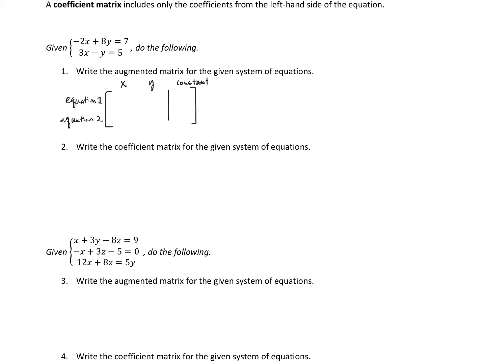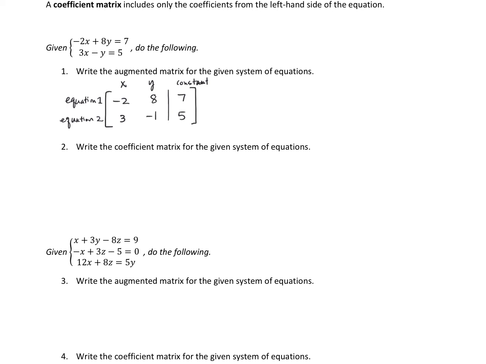Okay, so in equation 1, we have -2 in front of the x, and we have an 8 in front of the y, and then the constant is 7. So -2, 8, 7 is the first row. And for equation 2, we have a 3 in front of the x, a -1 in front of the y, and a 5 as the constant on the right. And so this is the augmented matrix for that system of equations. So 2 equations, that means 2 rows, and then we have 2 variables and a constant, so that's 3 columns.